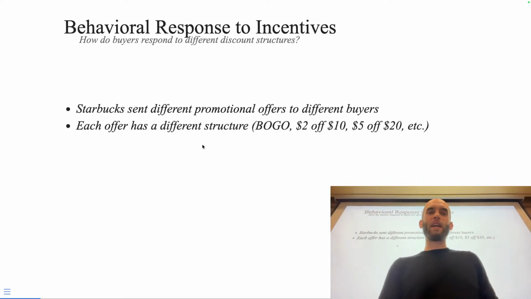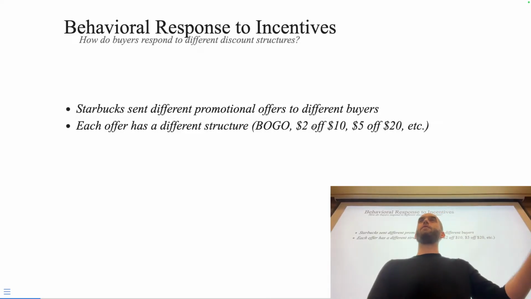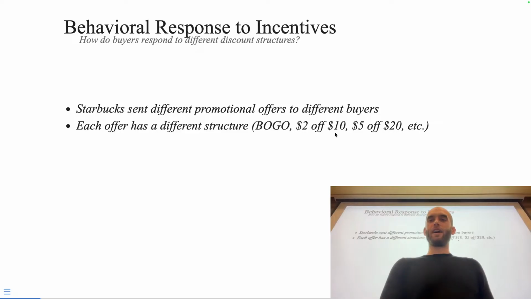So these are just some of the offers. Here's a BOGO, which is buy one, get one free. For a long time, I didn't know what BOGO meant until I was like 25 probably. And then we have 2 off 10. So this is a promotional offer: if you spend $10, you'll get $2 off. And then the same for some of these others. So this is like $5 off of 20, and we have a bunch of others. We're going to look at 5, and we'll focus on 2 at the end.